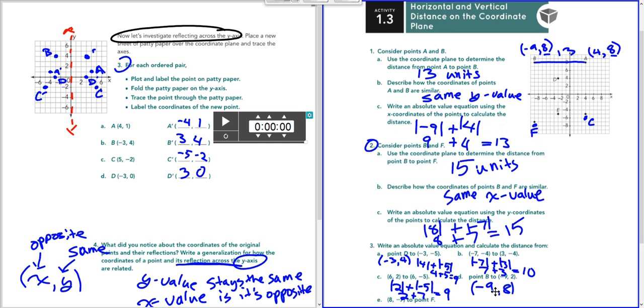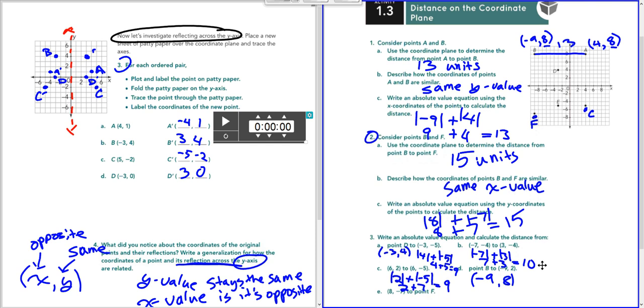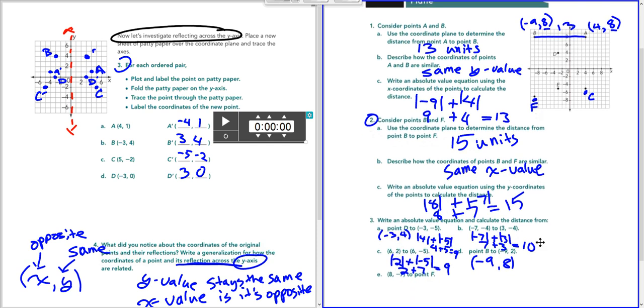Like on this one, we notice that since it's above here, we can't add the absolute values. The distance is less than that, it's actually 6, I believe. So it's a great strategy, but it doesn't work all the time.